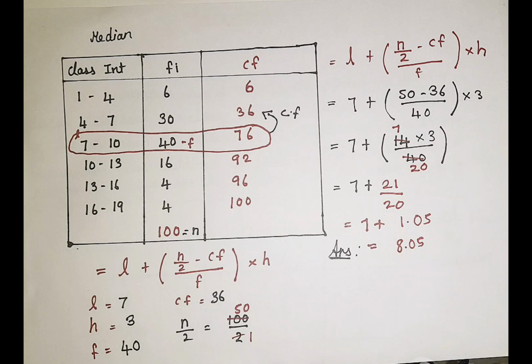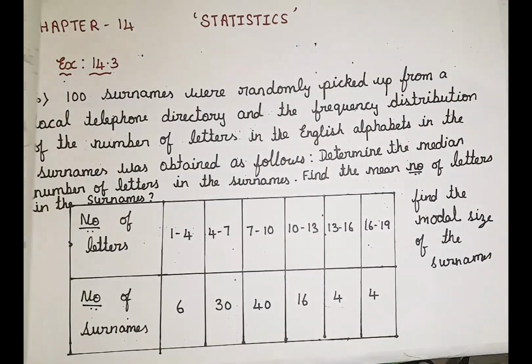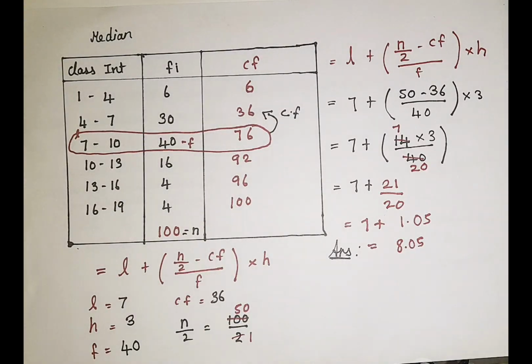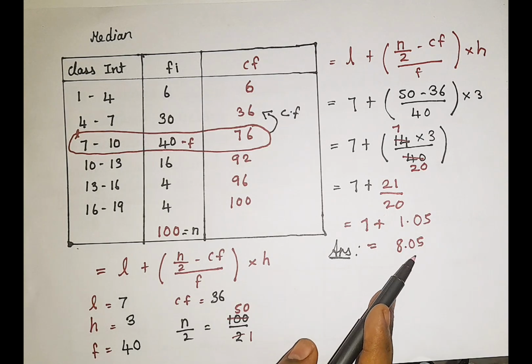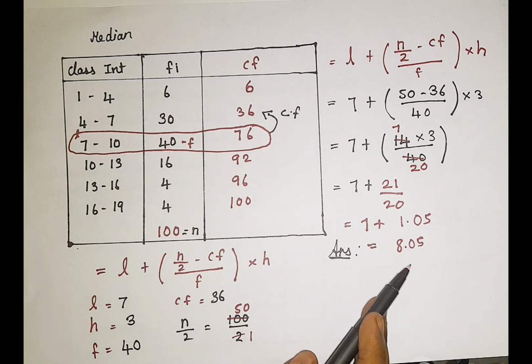So what is the meaning of this particular value? Here, since you guys know, there are 100 surnames. In that 100 surnames, half of the portion, so half of 100 is 50, isn't it? So 50 surnames have less than 8.05 letters and the rest of the 50 have more than 8.05 letters. So that is the meaning of this answer.